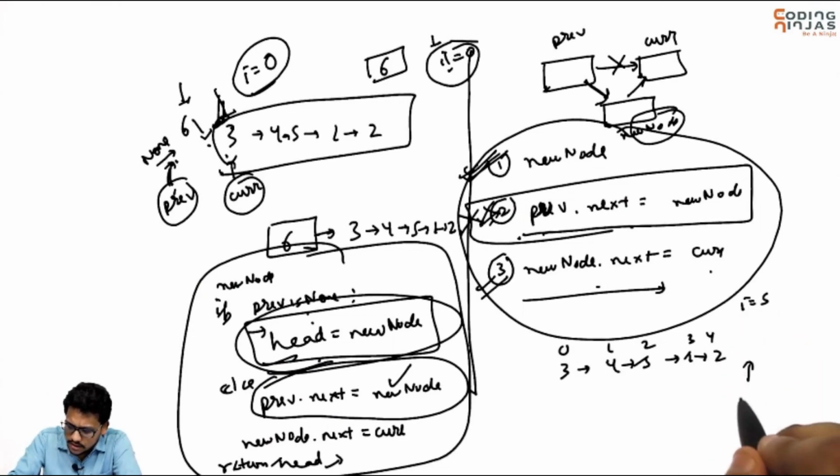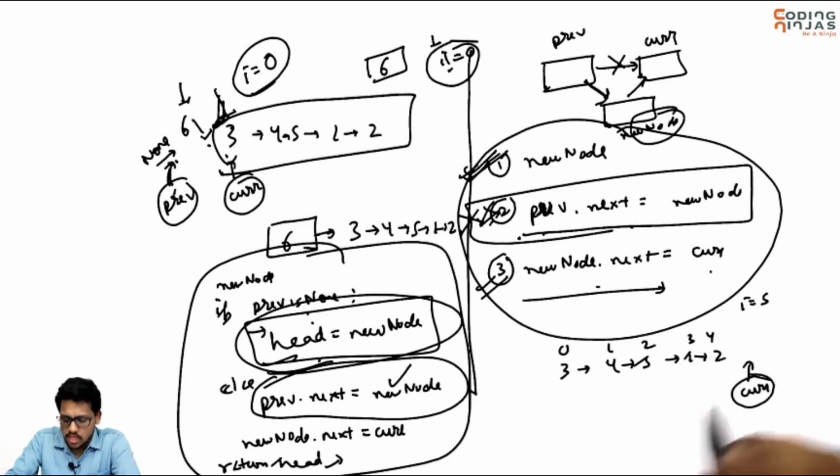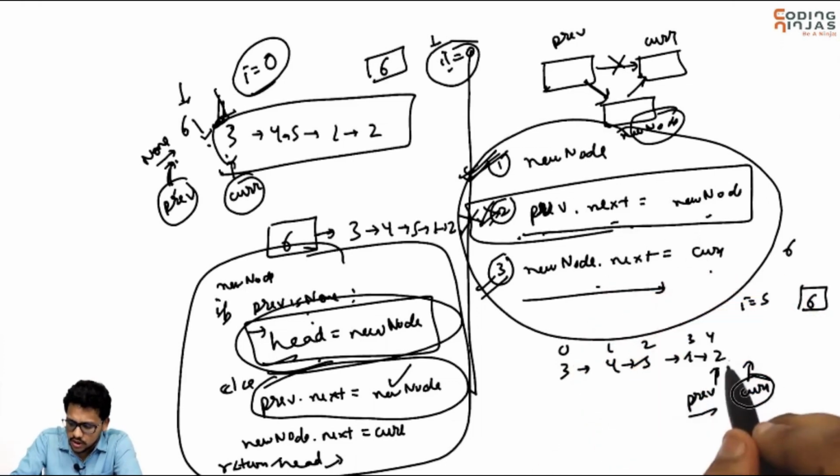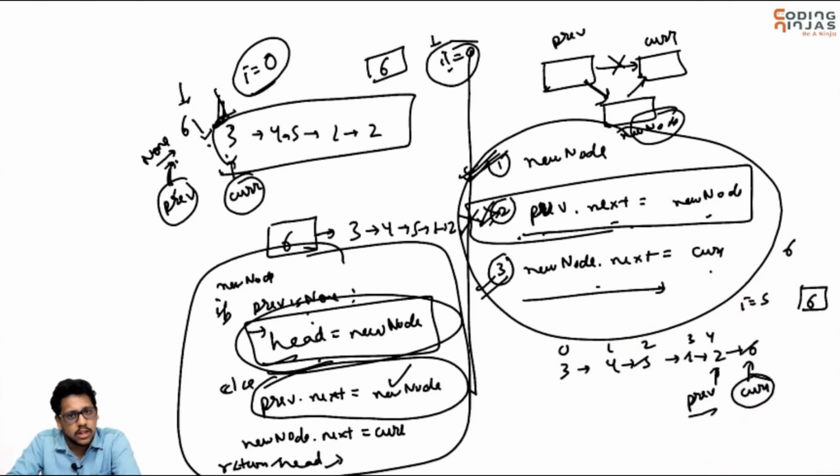I equal to 5 means current will go here. Previous will be pointing here. Let's say you want to insert 6. You created a node 6, that is here. Previous dot next equal to new node, that means previous dot next will become new node, that is for sure.